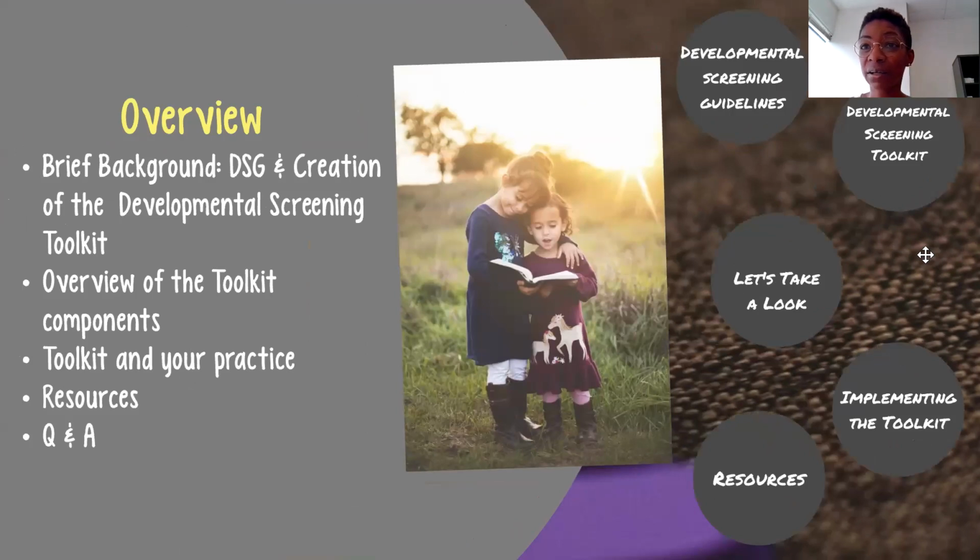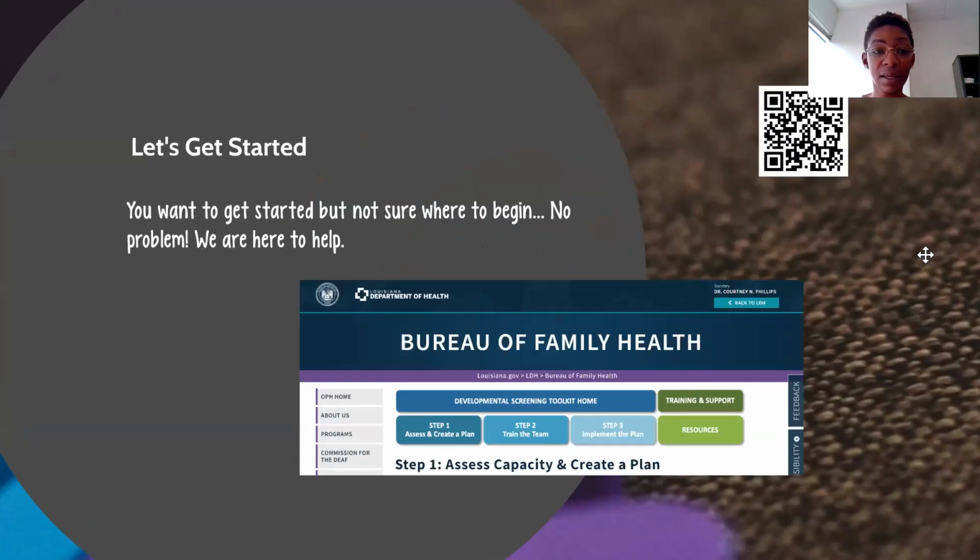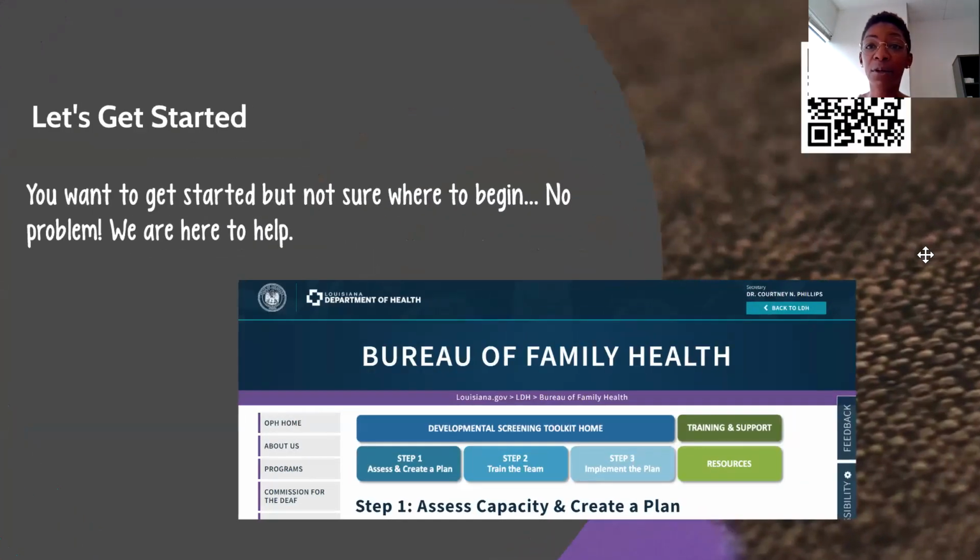So let's take a look. Now that we've seen where it's located, we can take a look now at the features, starting with the 3-step process for implementation. So here we have just where it's located. When you want to get started, you want to just dive right into it. You can go directly to the Bureau of Family Health website, and you'll see here the toolkit page. It's a great place to start.